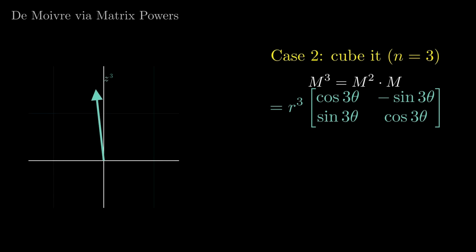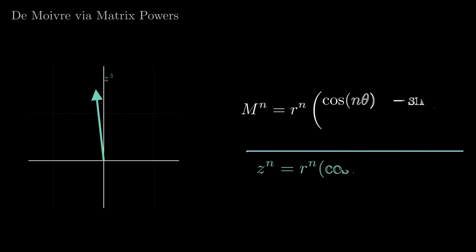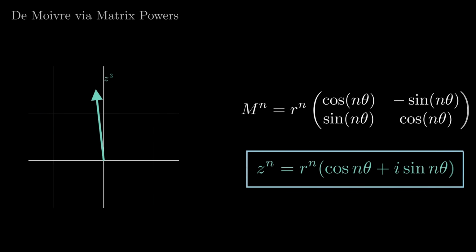Every time we raise the matrix to a power n, the magnitude becomes r to the n, and the angle becomes n theta. That gives the matrix form of de Moivre, and therefore the complex form: z to the n equals r to the n times (cosine n theta plus i sine n theta).